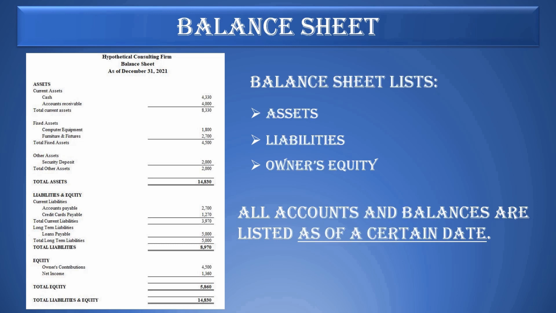The balance sheet lists assets, liabilities, and equity accounts of a company and their respective balances as of a certain date. It's like a snapshot of a business at a certain point in time. The individual accounts of each category add up within their respective groups. From this, we get 3 group totals: total assets, total liabilities, and total equity.